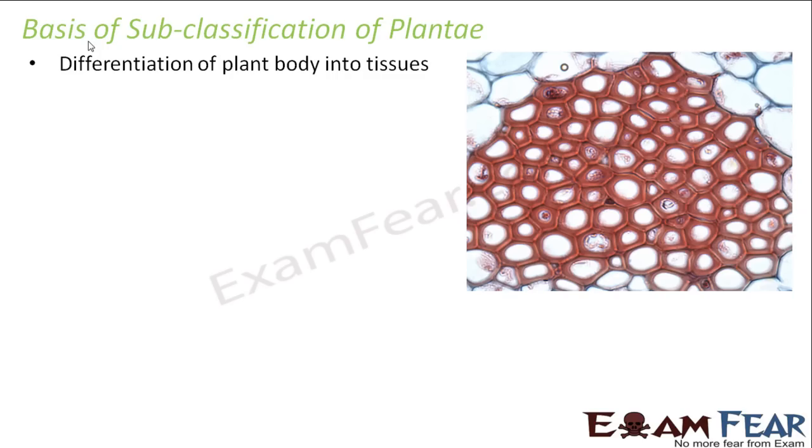When I say differentiation of the plant body, that means some plants are well differentiated. They have distinct roots, distinct stem, distinct leaves. That is known as a well differentiated plant body. Whereas some plants were not well differentiated. You do not see a specific root, you do not see a specific leaf. So it is like a random structure. Based on the differentiation of the plant body, that was one factor for subclassification of plants.